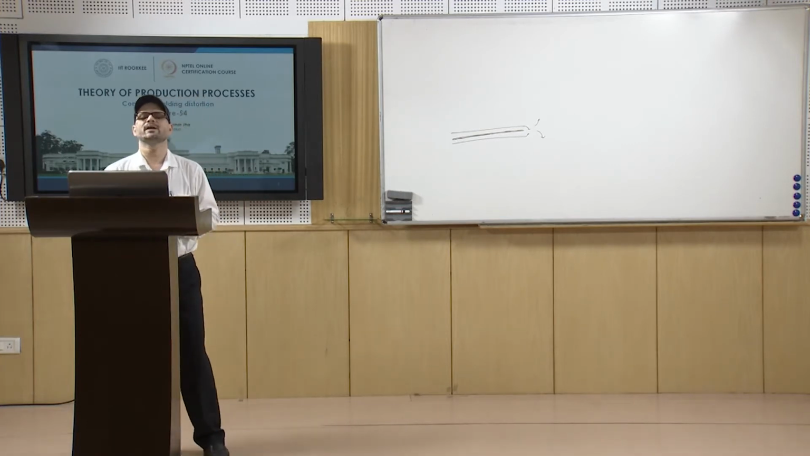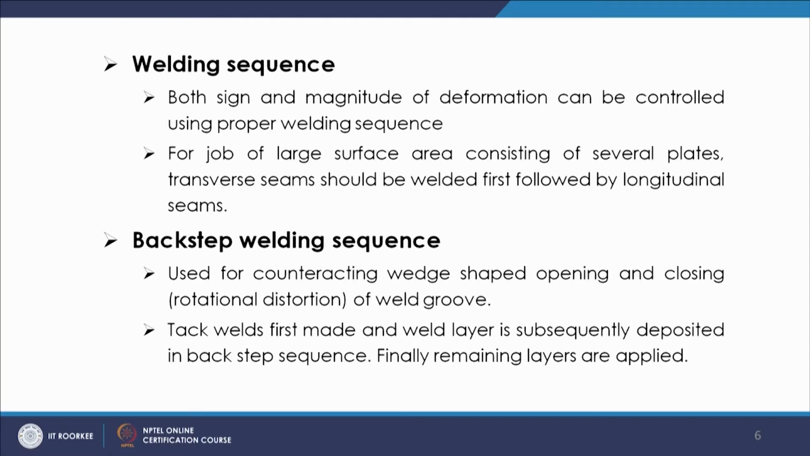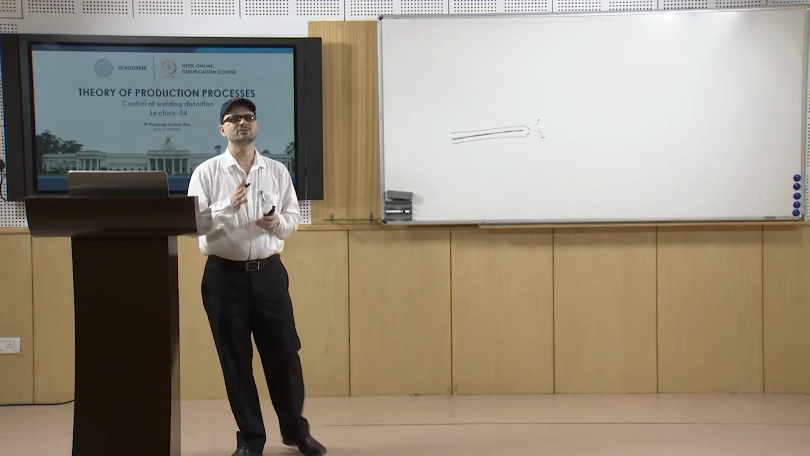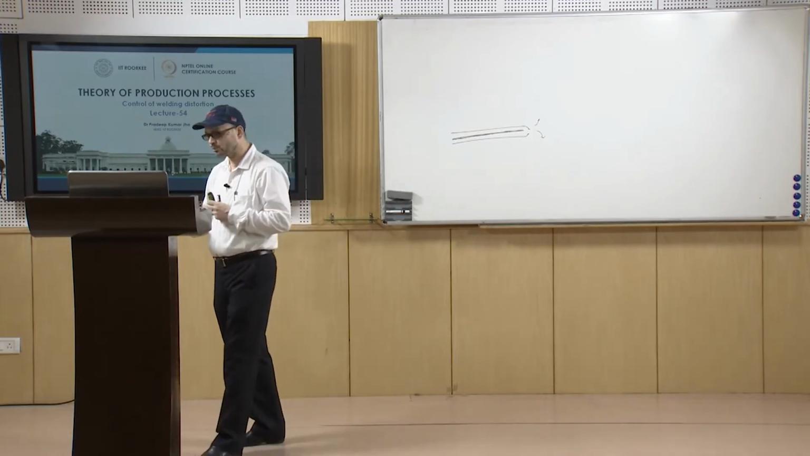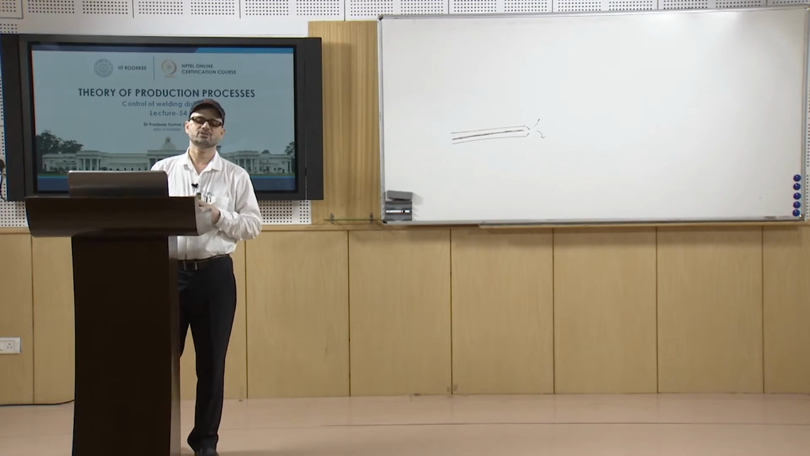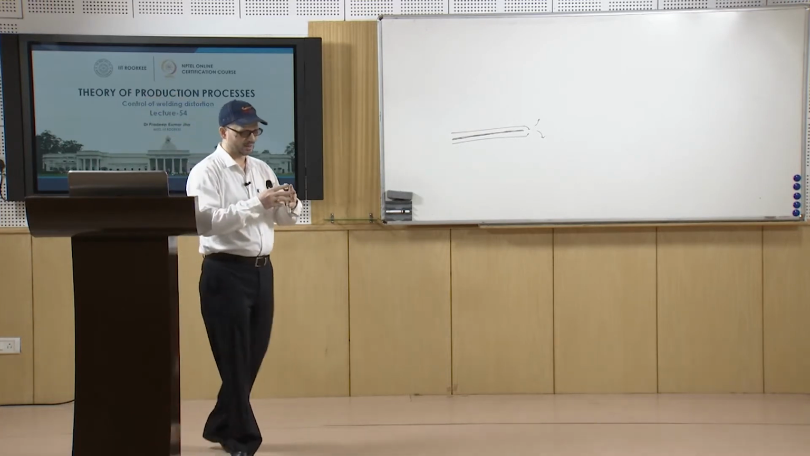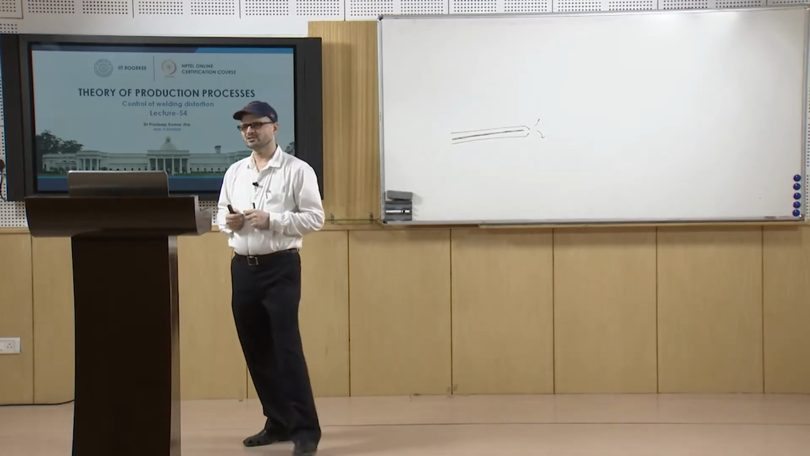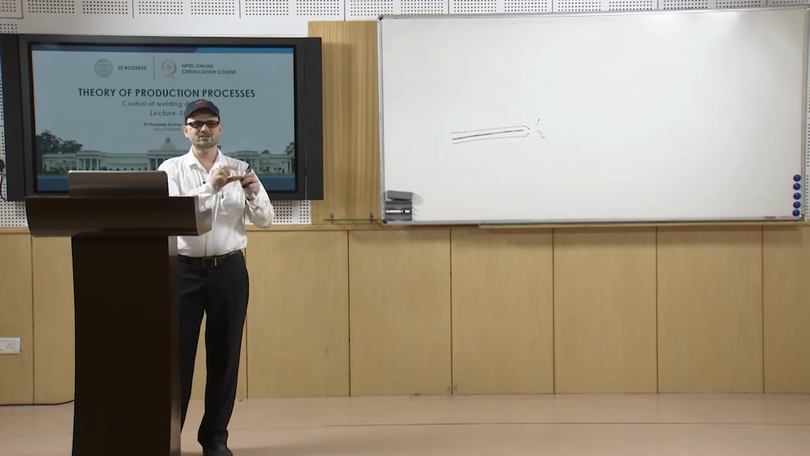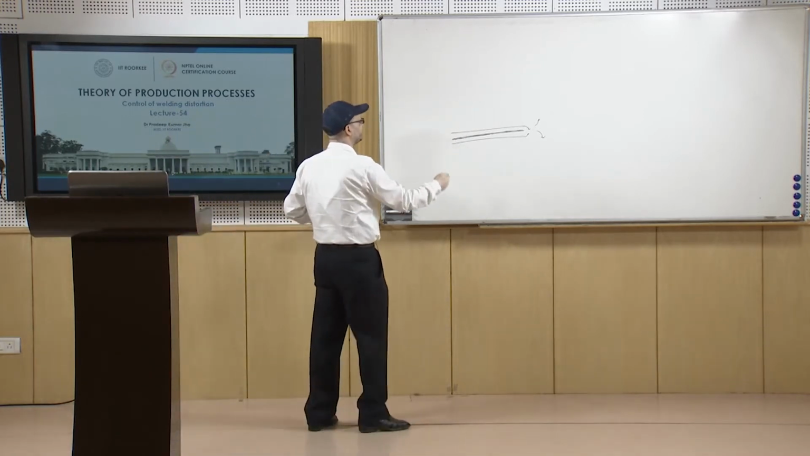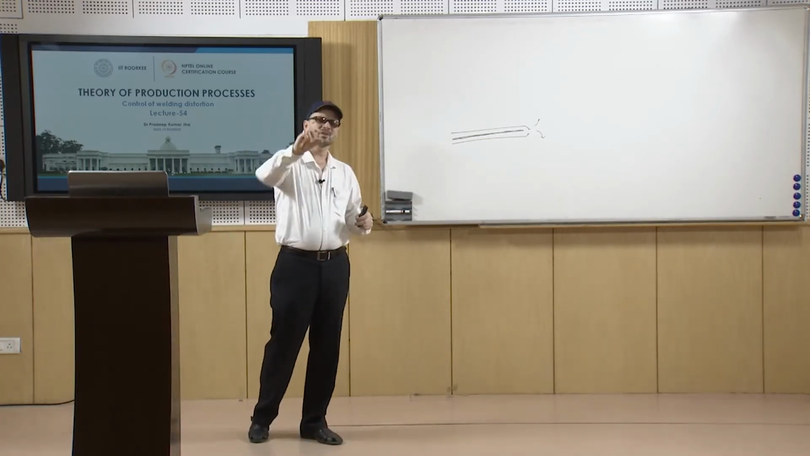Then comes the welding sequence. Now, if you use the proper welding sequence, both sign and magnitude of the deformation can be controlled. What matters is how you are doing the welding; you have transverse seams and longitudinal seams. So, how you approach it matters when you are welding certain types of structures. Suppose we have a structure consisting of many plates. In that case, you may have the transverse seam as well as the longitudinal seam.